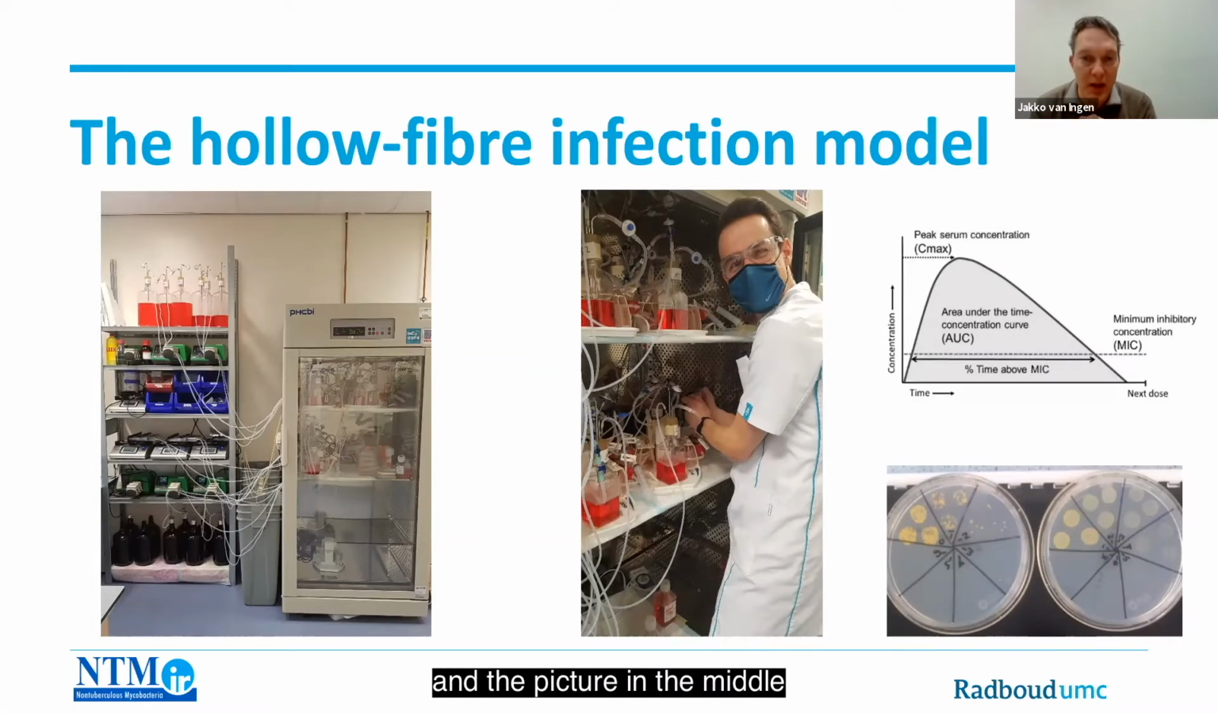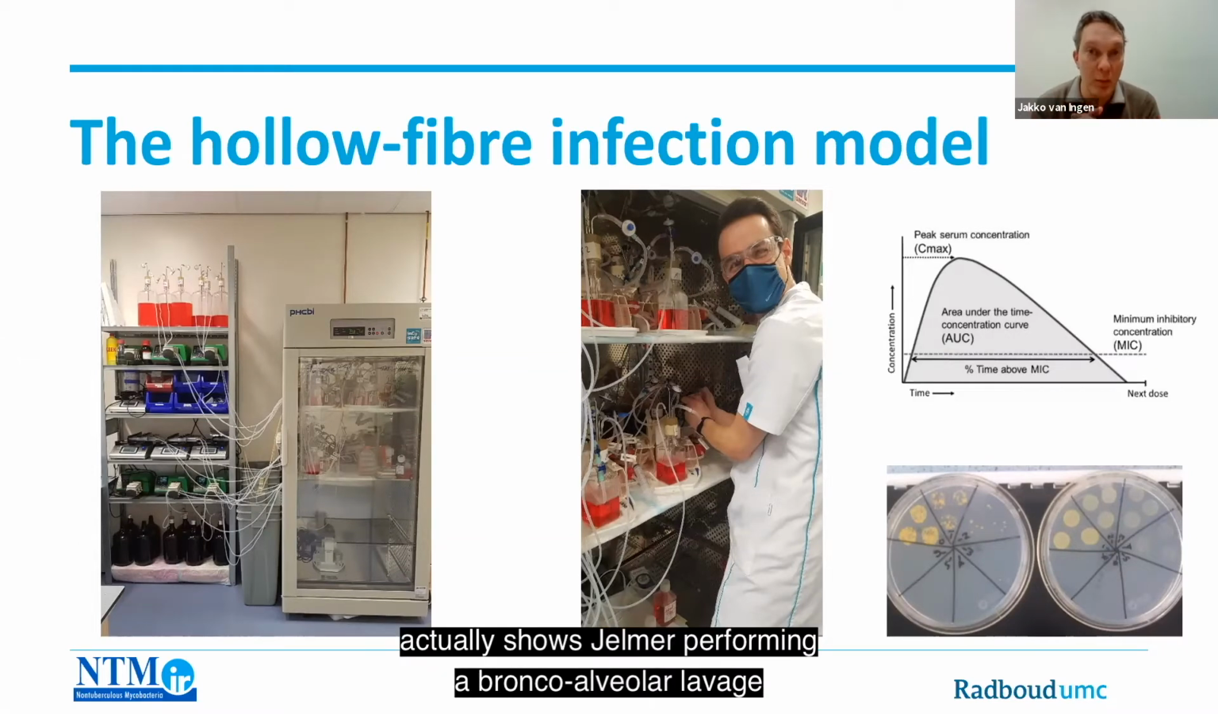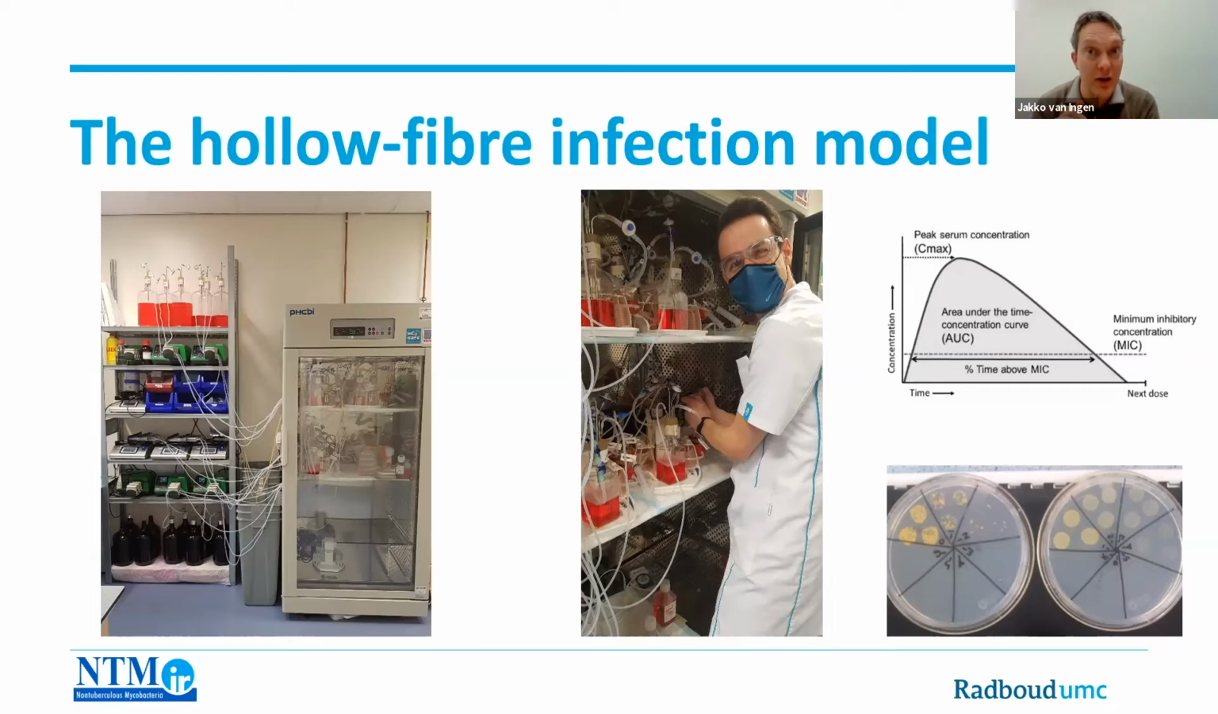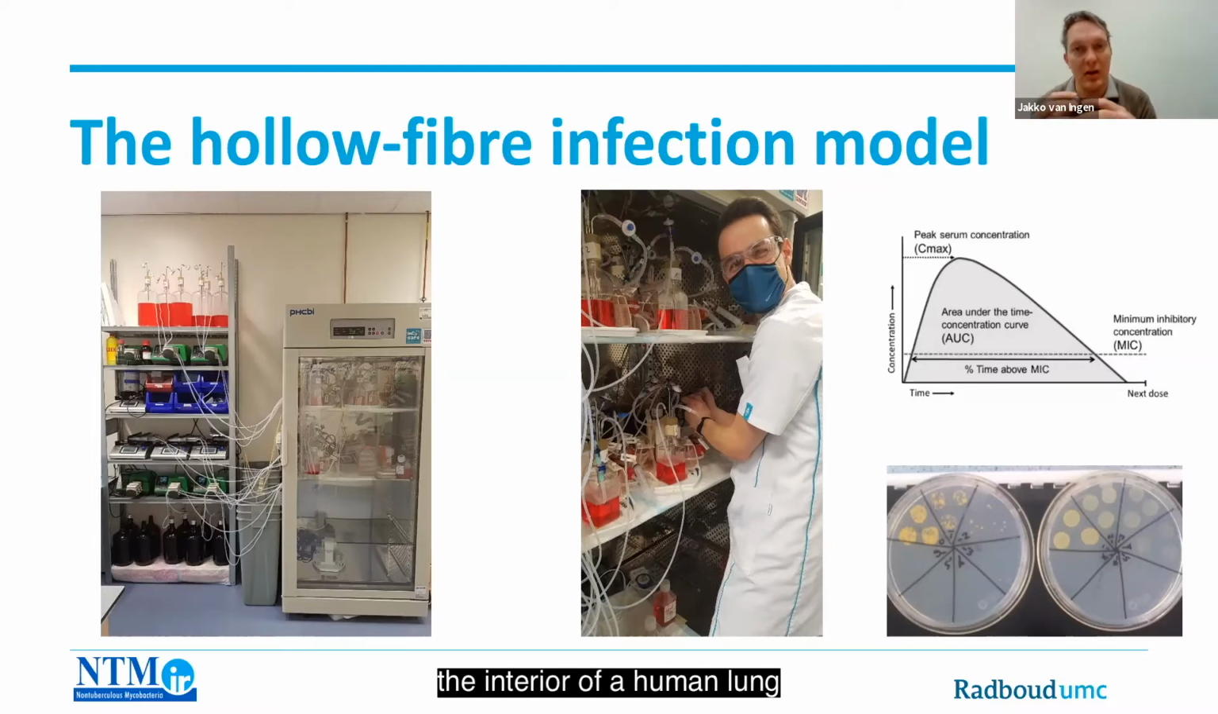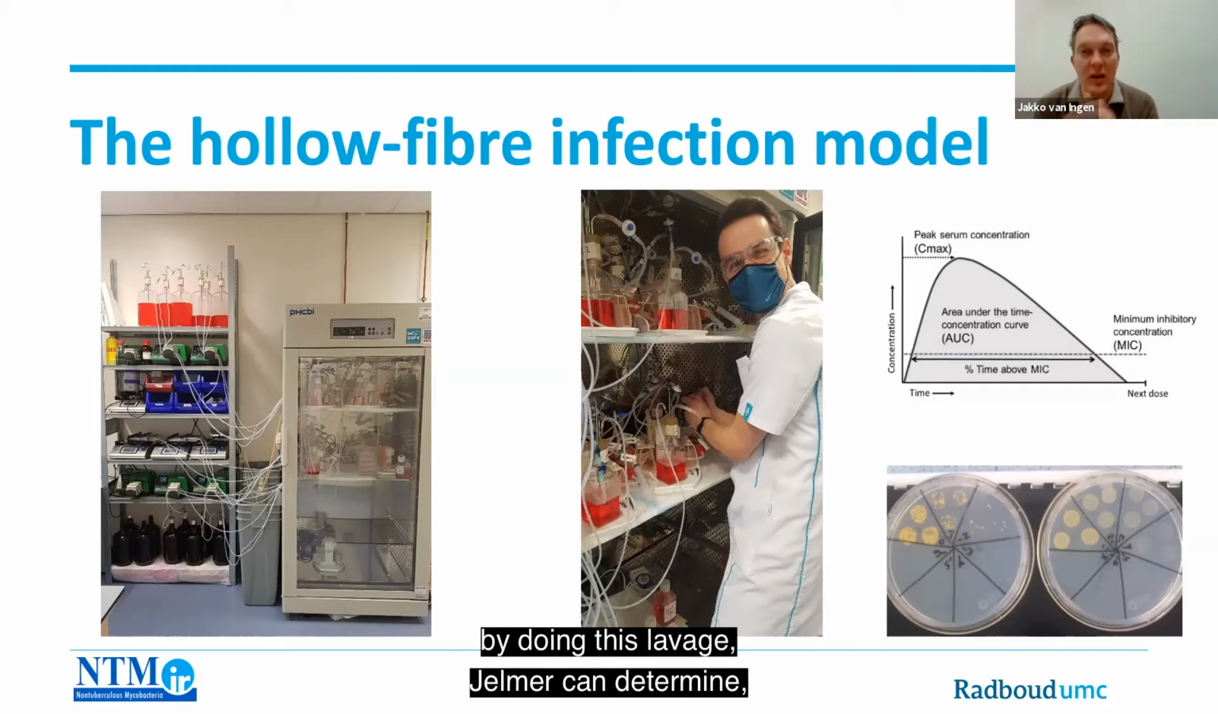And the picture in the middle actually shows Jelmer performing a bronchoalveolar lavage inside our fake lung. So it's what we have recreated that looks like the interior of a human lung. And in there, by doing this lavage, Jelmer can determine, okay, how many mycobacteria are still alive despite the antibiotic treatment that we're giving them.